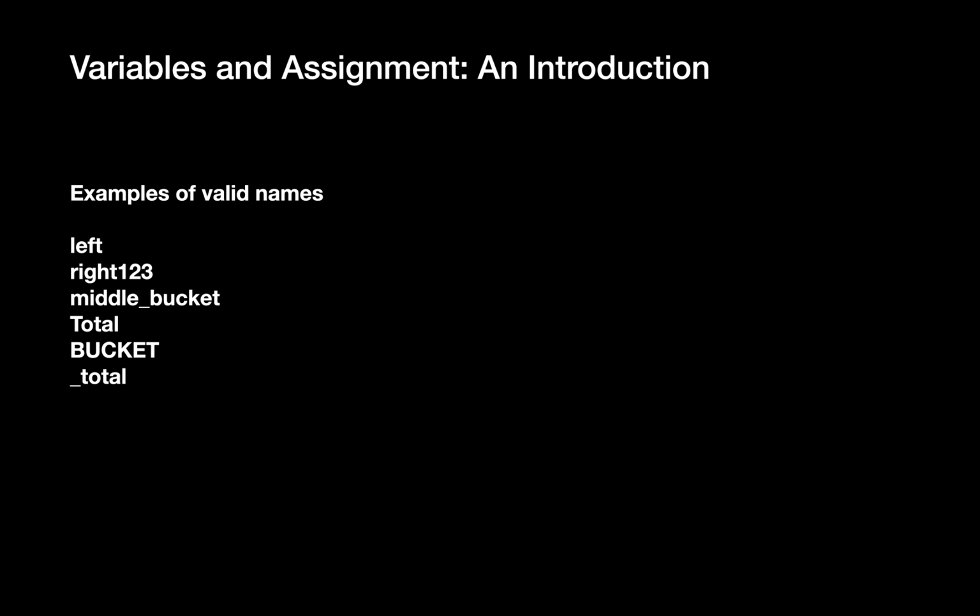Now, names in programming languages are strings of characters. Every programming language has rules for what is a valid name. In most programming languages, a name must start with an alphabetical character, lowercase a to z or uppercase A to Z, or possibly a character like an underscore. The remaining letters of the name can generally be alphabetical characters or numbers or an underscore. So these are valid examples of names in most programming languages: left, right123, middle_bucket, Total with a capital T, BUCKET in all caps, and _total.